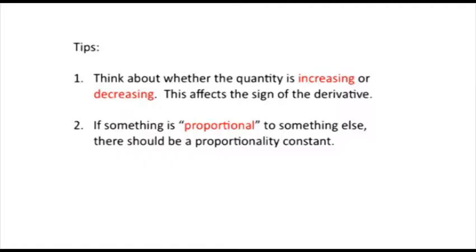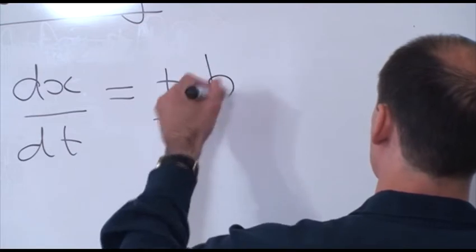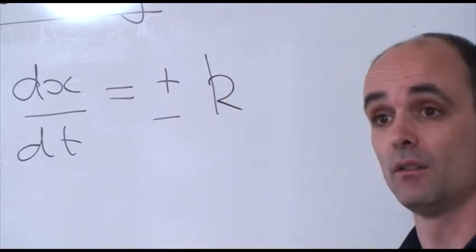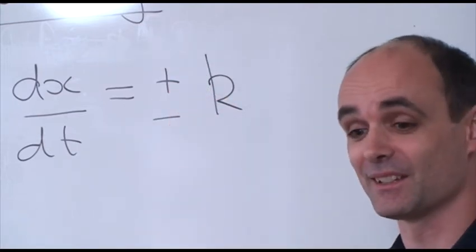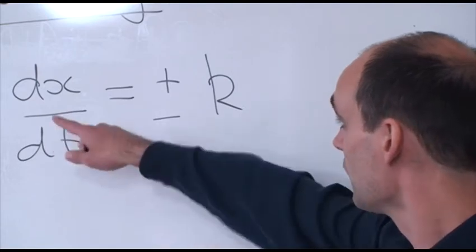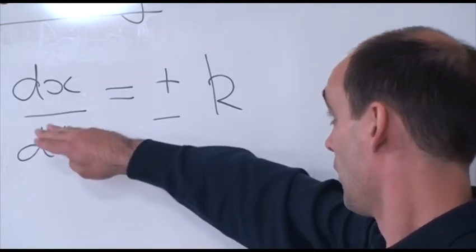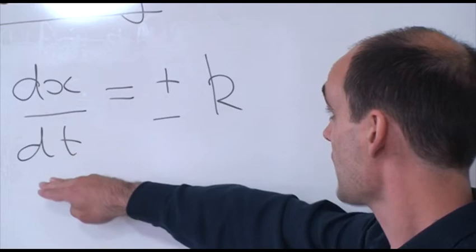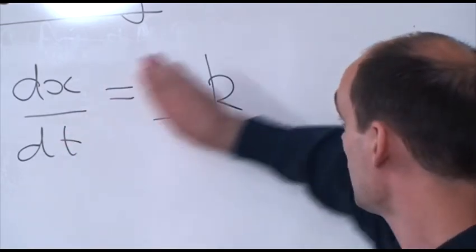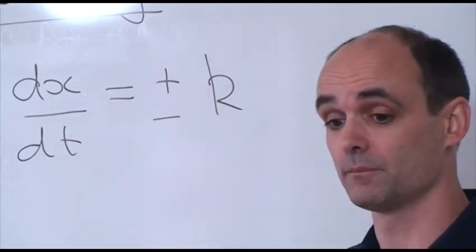The second thing I would say is if you can see in the words the word proportional. So if something is proportional to something else, you will need to introduce a proportionality constant. So that might be this constant k. You can invent your own letter usually for these things. On the other hand, if the question says, or the model says, that the rate of change is equal to something, then you don't have the proportionality constant.